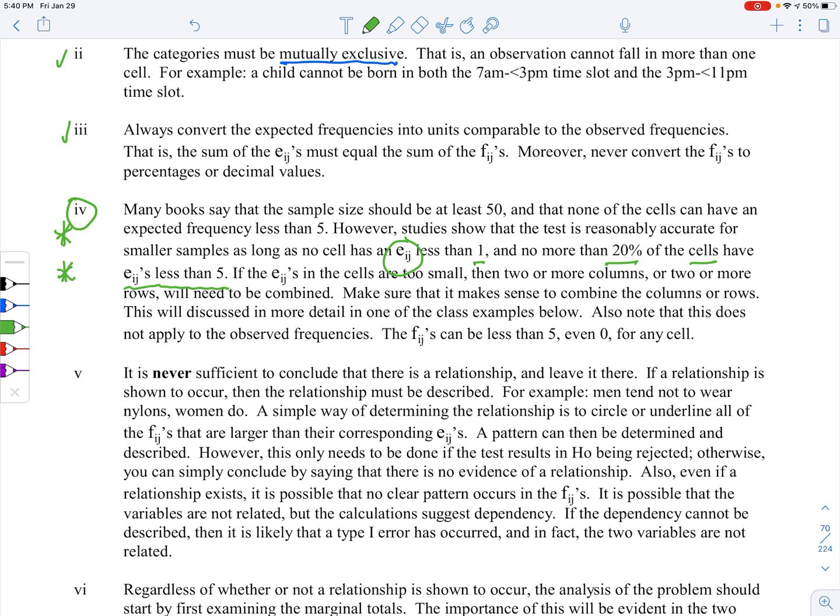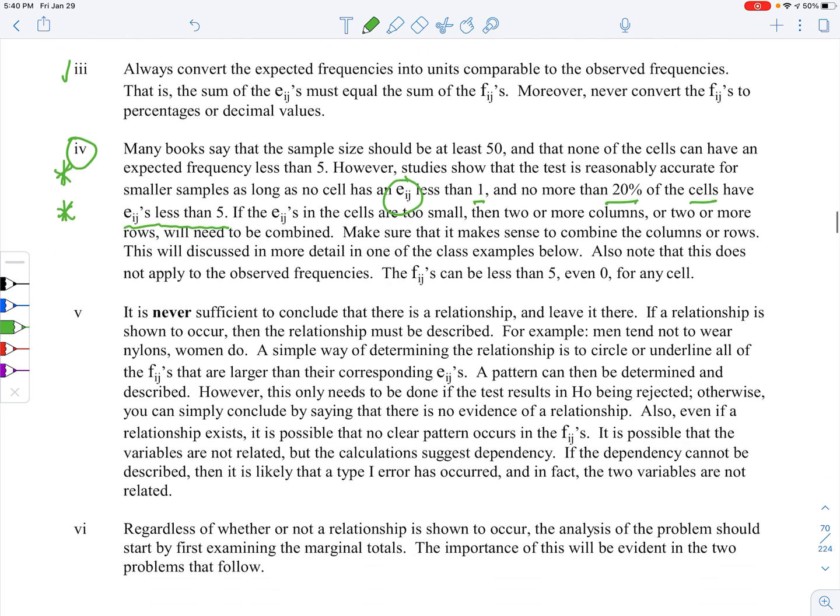Okay? And the same with if you've got them less than 5. So you count up the number of cells where the EIJs are less than 5, and you're allowed up to 1/5 of the cells. So 20% of the cells can have EIJs less than 5. But otherwise, you should be collapsing them or combining categories.